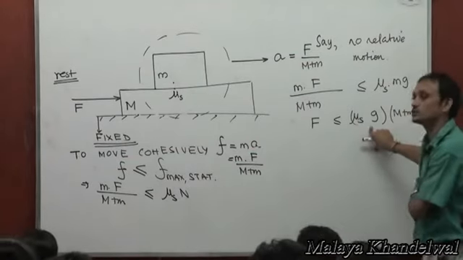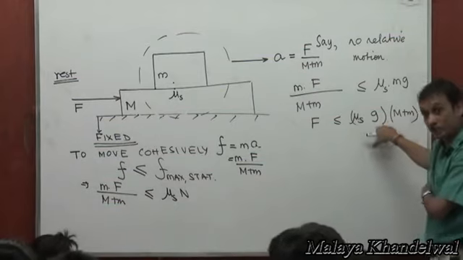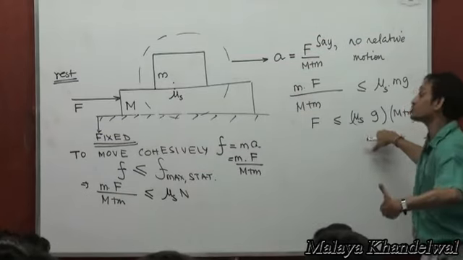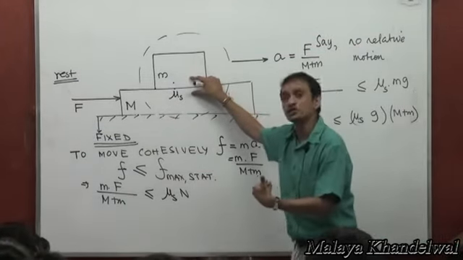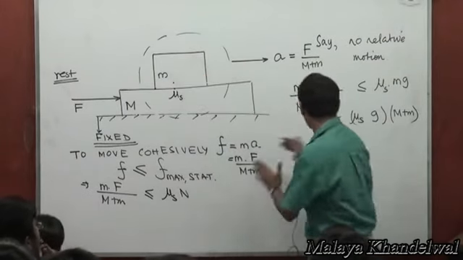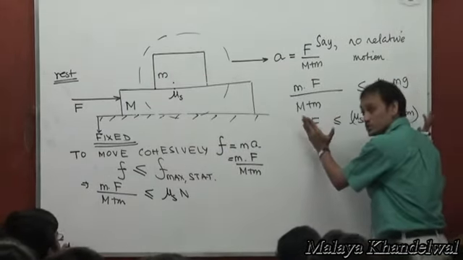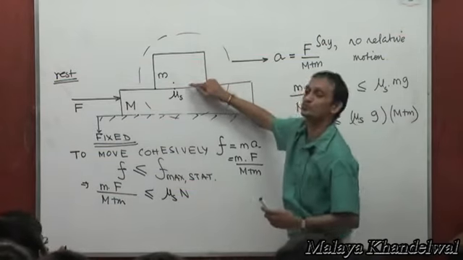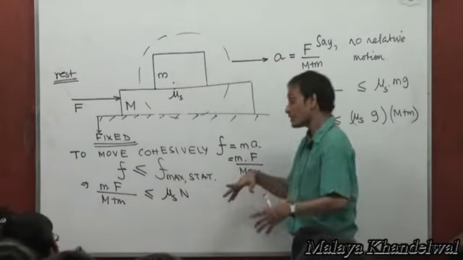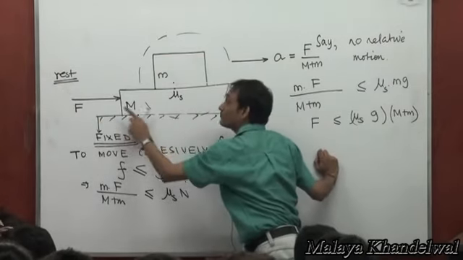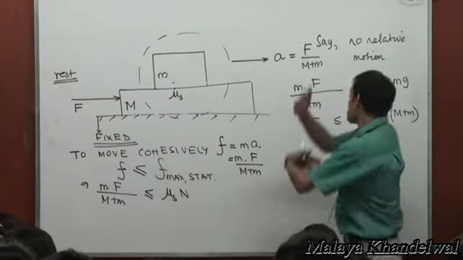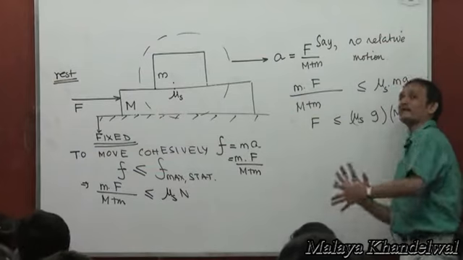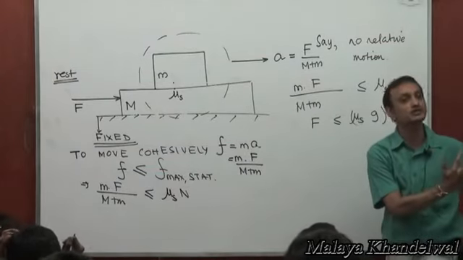This inequality gives me the condition required to maintain static conditions between small m and capital M. This is the mathematical requirement towards maintenance of static conditions between small m and capital M, which means the externally applied force acting on capital M should not exceed this value if you want small m and capital M to move harmoniously and together.